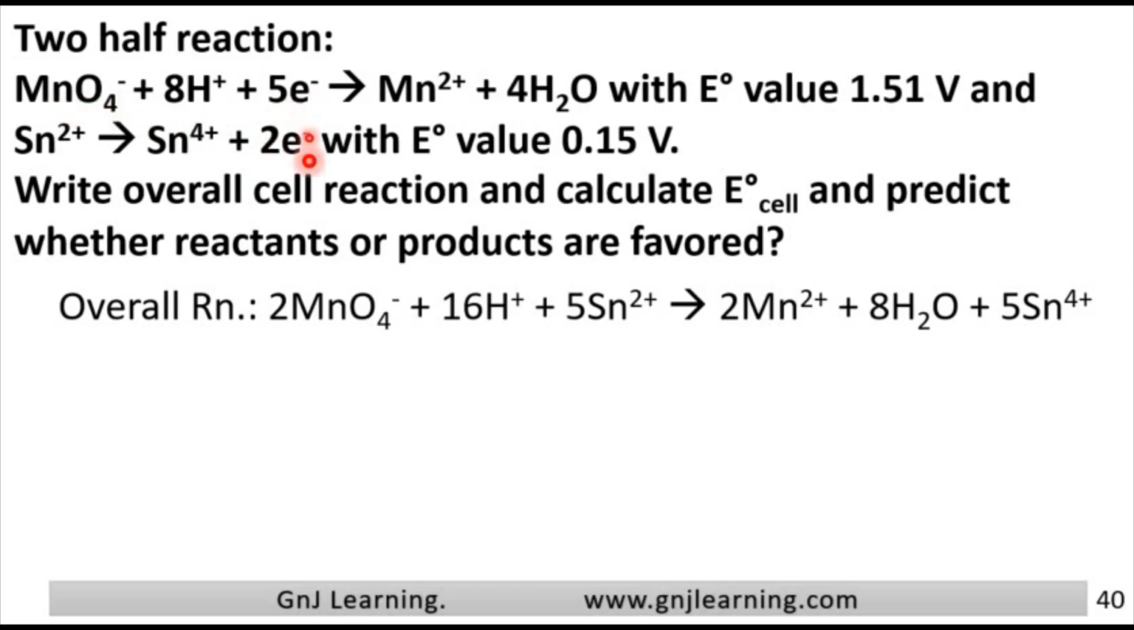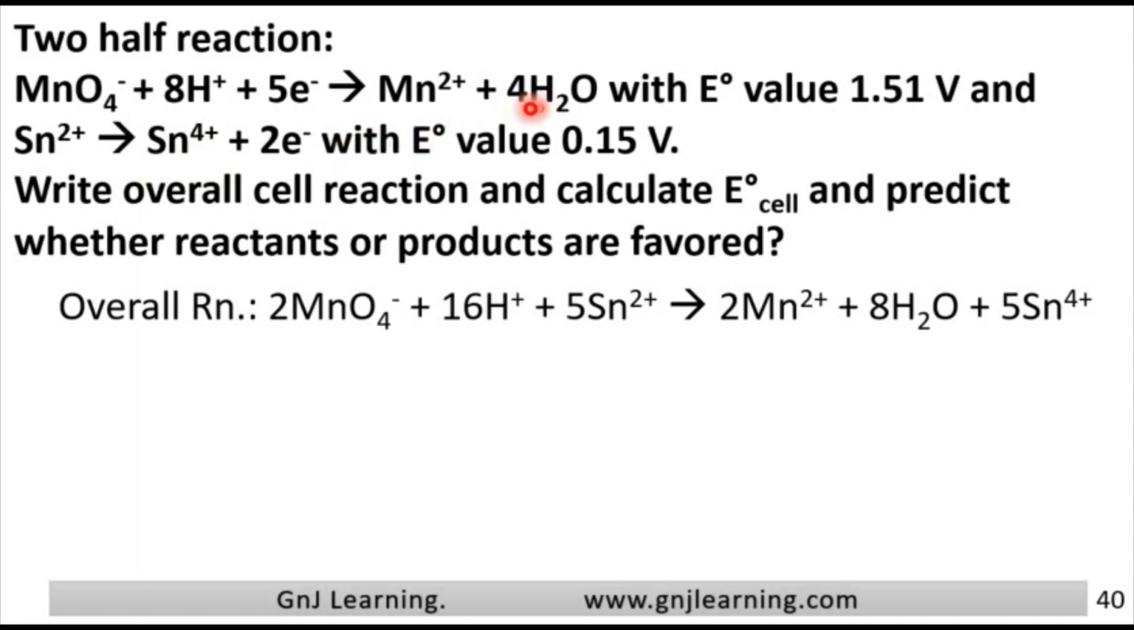So if you multiply this with 2, we will get 2 MnO4- and 16H+. Then you multiply this equation with 5, so it is 5 Sn2+, giving 2 Mn2+ and 8 H2O, and multiplying this with 5, then 5 Sn4+. This is the overall reaction.